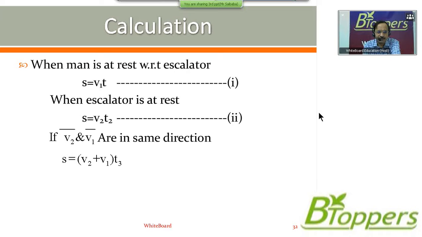Let T3 be the time taken by the man for the same distance when the man walks up in the same direction while the escalator is moving. So you can write magnitude of the displacement is equal to magnitude of the resultant velocity into time taken. That is S equal to V1 plus V2 into T3. So you can substitute the value of V1 from the first equation and the value of V2 from the second equation in the last equation here. From the first equation you can write V1 equal to S by T1. From the second equation V2 equal to S by T2.